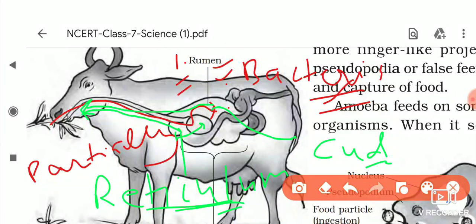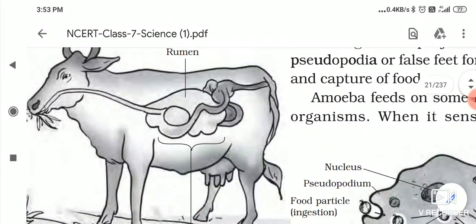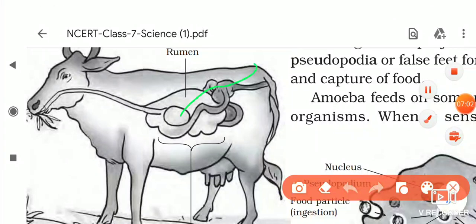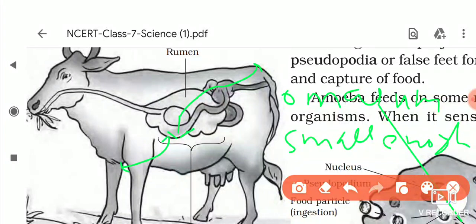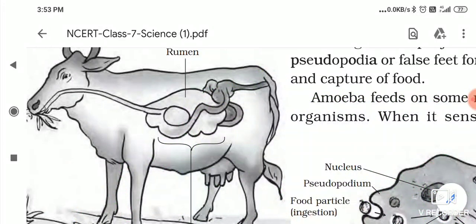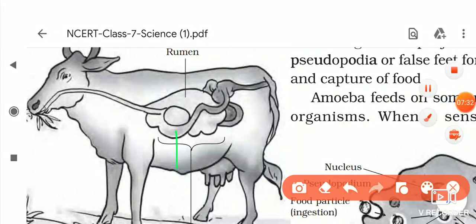And this is the third part, named omasum. In omasum the food particles are small enough, very small particles, and then they easily go into the last part, the fourth part, abomasum. This is the complete word. The fourth part is abomasum.